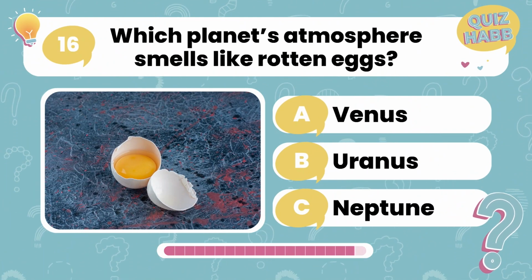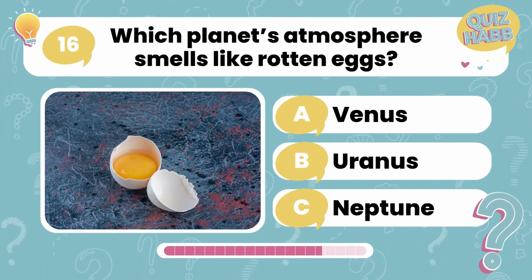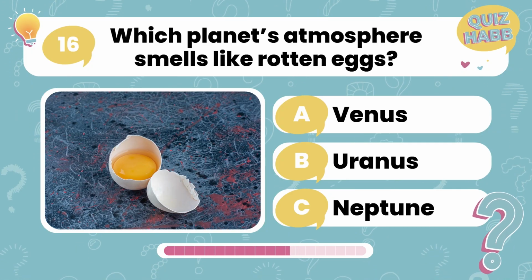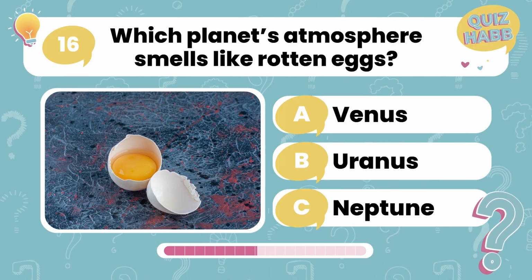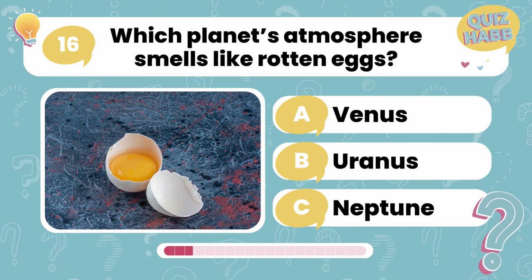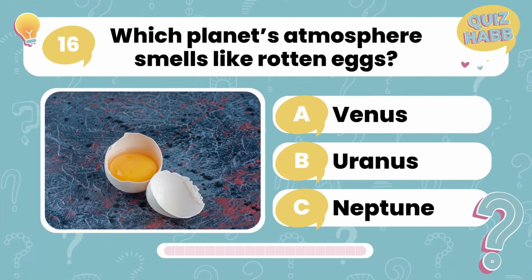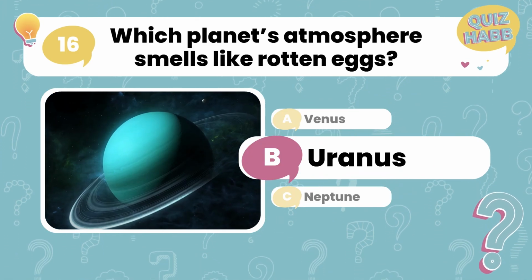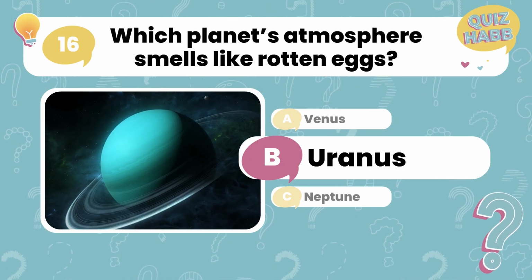Which planet's atmosphere smells like rotten ants? A. Venus. B. Uranus. C. Neptune. Correct answer, Uranus. It contains hydrogen sulfide gas.